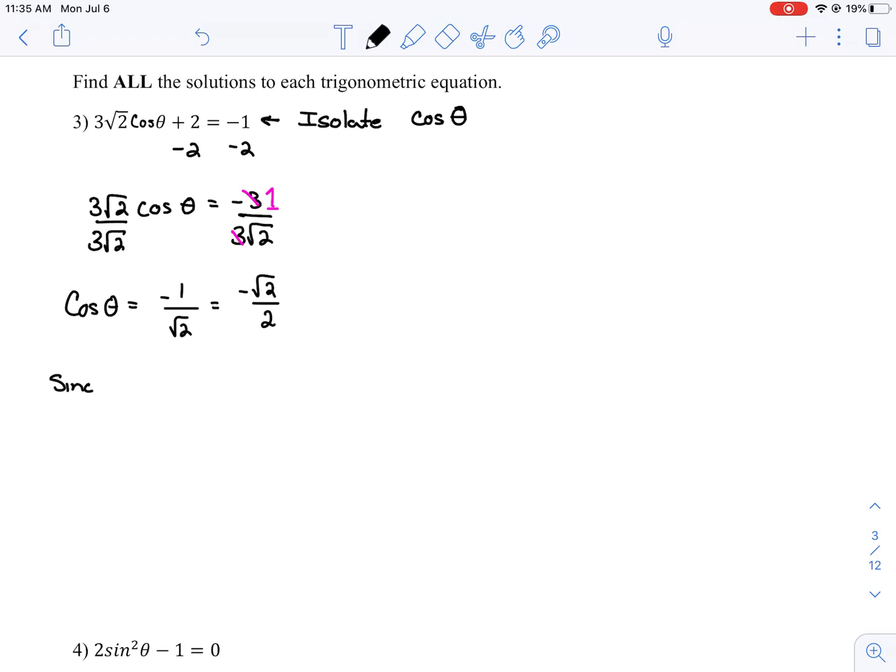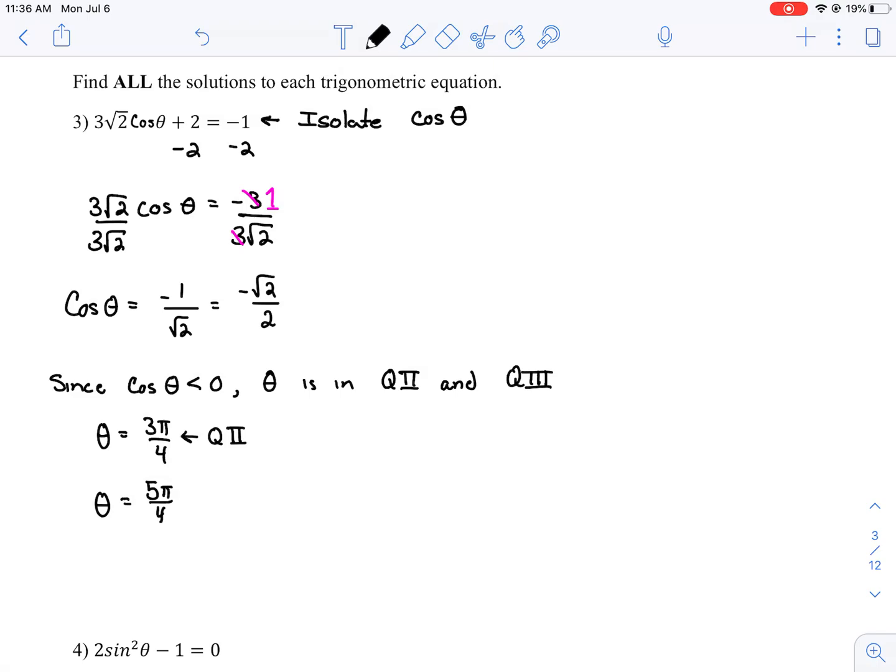Alright, so since cosine theta is less than 0, theta is in quadrant 2 and quadrant 3. So the angle in quadrant 2 that has a cosine value of negative square root of 2 divided by 2 is 3 pi fourths. The angle in quadrant 3 that has a cosine value of negative square root of 2 divided by 2 is 5 pi fourths.